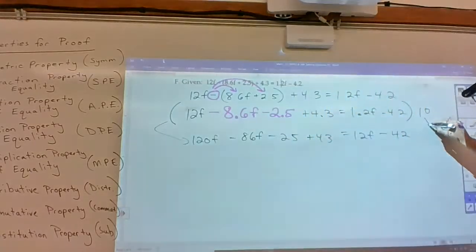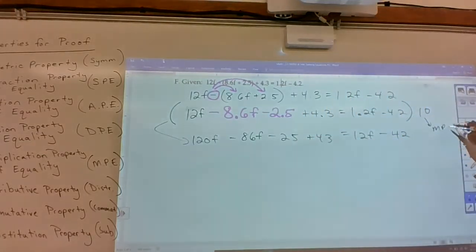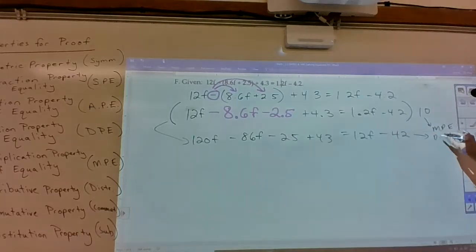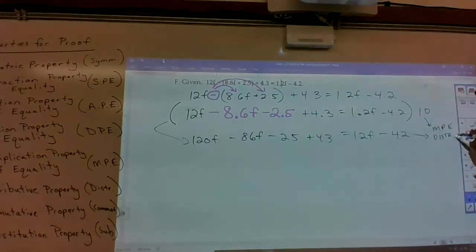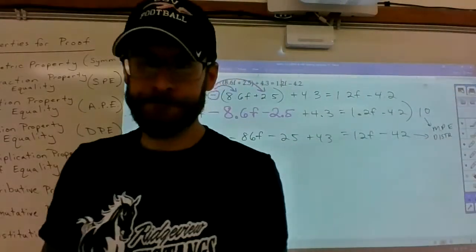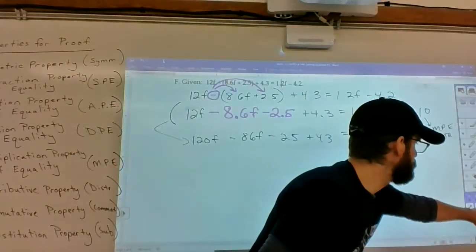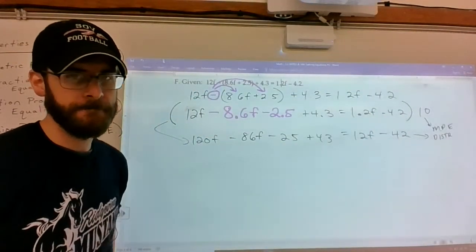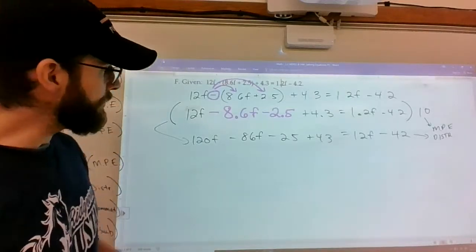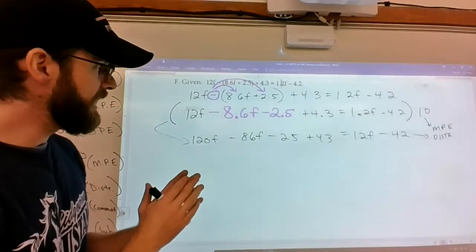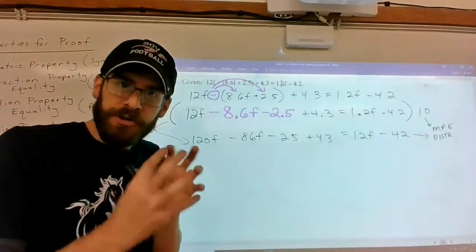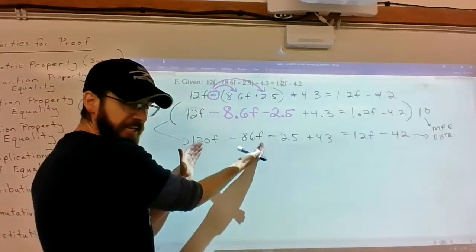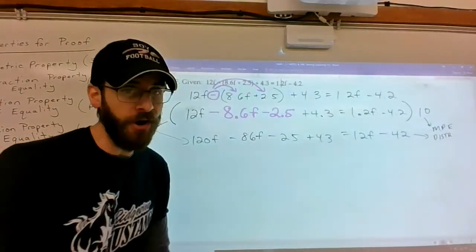All right, again, I use the multiplicative property of equality as well as the distributive property to make that happen. No more decimals. Now I'm going to simplify the left. Now usually I'd have to use the commutative property to get the f's together and the constants together, but they're already together.